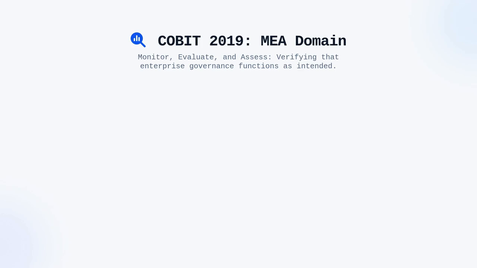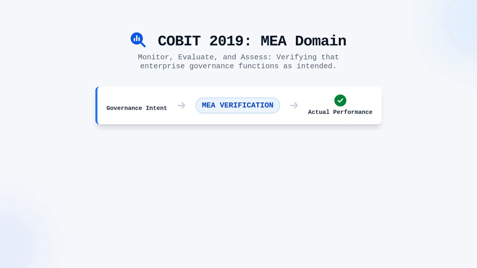Welcome back. Today, we shift our focus to the final core domain of the COBIT 2019 framework, which deals with how we verify that our enterprise governance is actually functioning as intended. We will explore the monitor, evaluate, and assess domain, commonly referred to as MEA, and break down its four specific management objectives.